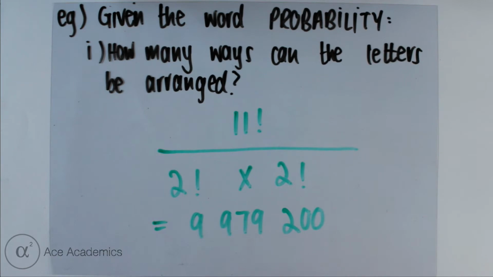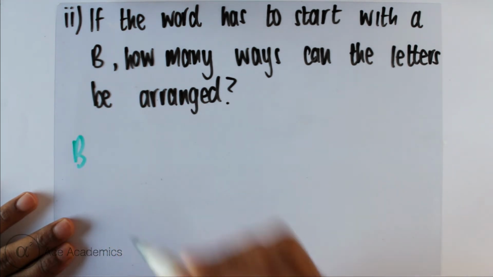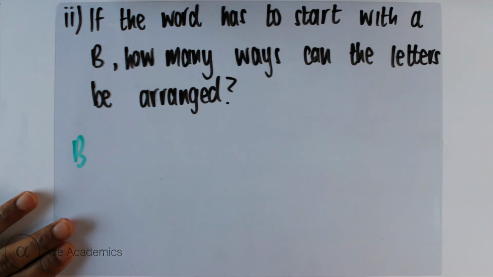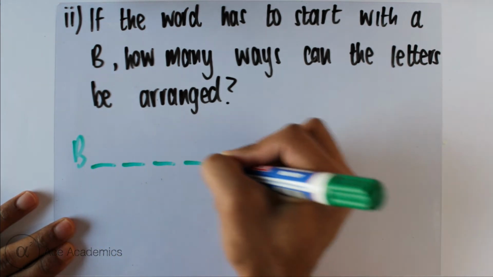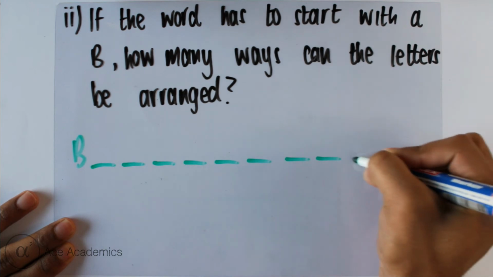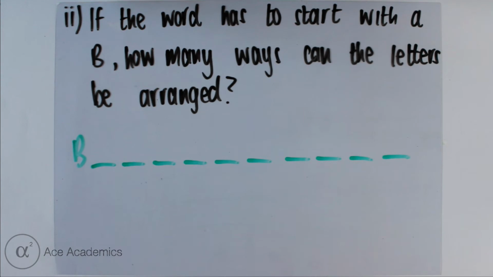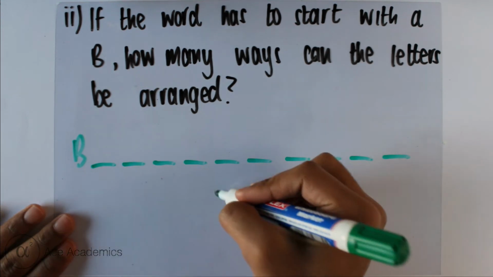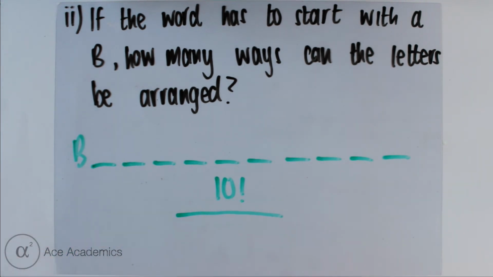Let's look at the next part of this question. If the word has to start with the letter B, how many ways can the letters be arranged? Now for this example, since the first letter is fixed, we can simply treat the word as a 10-letter word, since we only have 10 letters to play with. So the answer to this question would simply be 10 factorial, because we're treating it as a 10-letter word since the first letter is fixed.